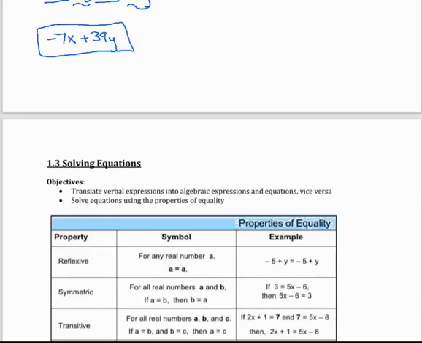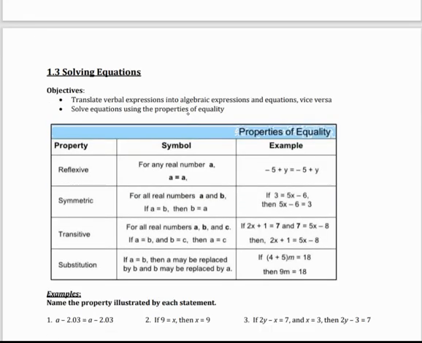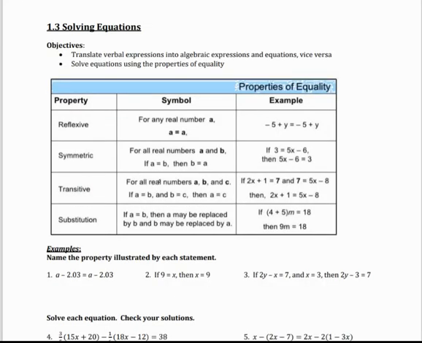Okay, hopefully you gave that one a try. Let's look at our next section, 1-3, solving equations. Hopefully you are good with this, but there are a few properties to just skim over. These ones you should know from geometry.